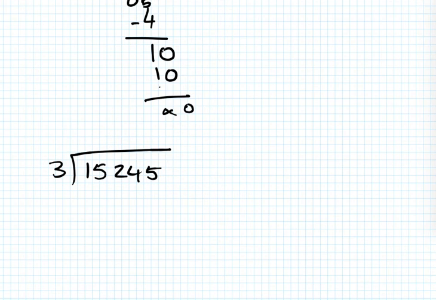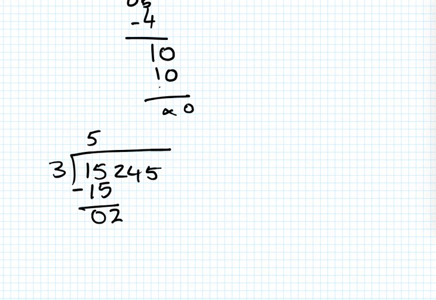So 1 3 is 3, 2 3 is 6, 3 3 is 9, 4 3 is 12, 5 3 is 15. 5 times 3 is 15. So we subtract this, equals 0. Next number we can put down is 2. Remember, you can only put one of these numbers down at a time. But this 2 here is smaller than 3. So what can we do here?